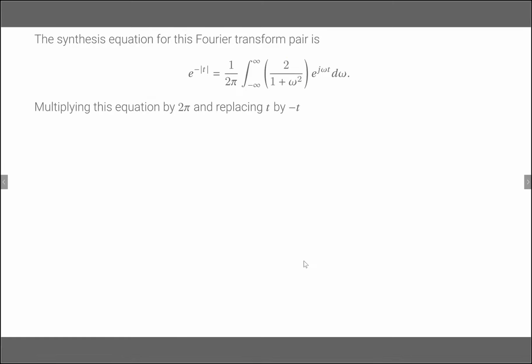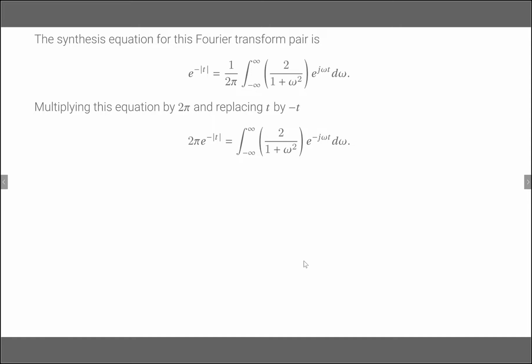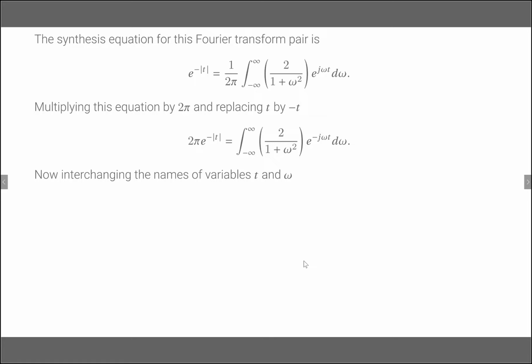Okay, let's proceed. Multiplying this equation by 2 pi and replacing t by minus t, we obtain 2 pi e to the power of minus modulus of t, it doesn't change, equals the integral from minus infinity to infinity of 2 over 1 plus omega squared times e to the power of minus j omega t d omega. Now, interchanging the names of variables t and omega, 2 pi e to the power of minus modulus of omega is equal to the integral from minus infinity to infinity of 2 over 1 plus t squared times e to the power of minus j omega t dt. So what is this equation?